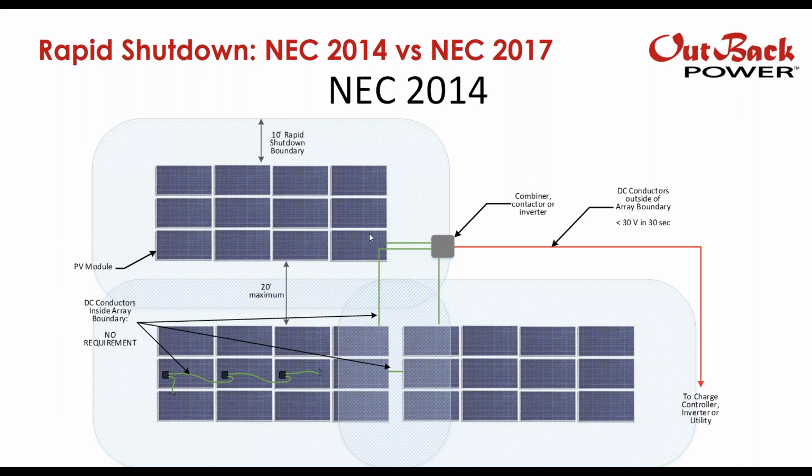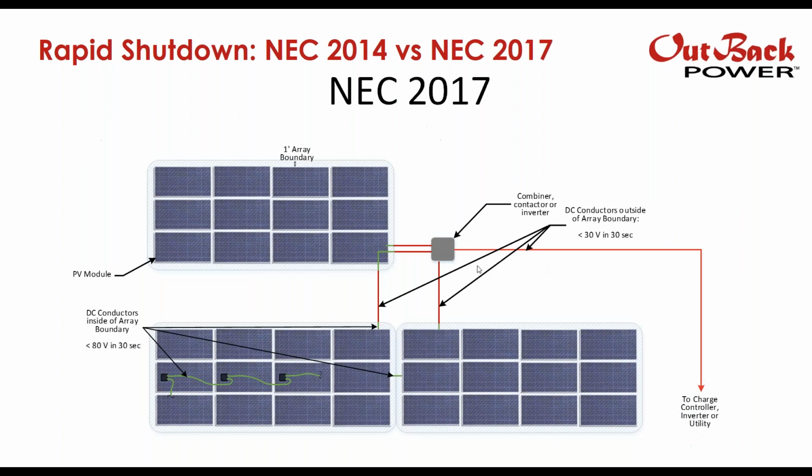And so essentially here, we have an array boundary, and the conductors inside the array boundary do not have to be controlled. It's the conductors outside of the array boundary that have to be controlled. So these conductors inside, per NEC 2014, don't have to be controlled. It's all of these conductors that are in red, and they have to be within 30 volts in 30 seconds. Here for us, this is normally our combiner box. Our ICS Plus solution is our solution for the NEC 2014.